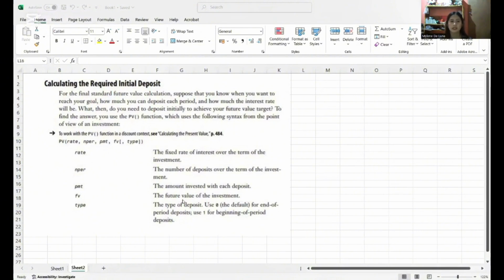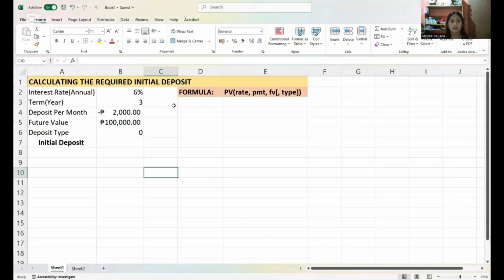And para mas maintindihan at maunawaan natin, may illustration tayo rito na sasagutan, at gagamitin natin ang ating formula na PV function. This is the illustration. At try natin sagutan or kunin ang initial deposit gamit ang PV function. At para makuha natin ang initial deposit, meron tayo rito interest rate, term year, deposit per month, future value, and deposit type.